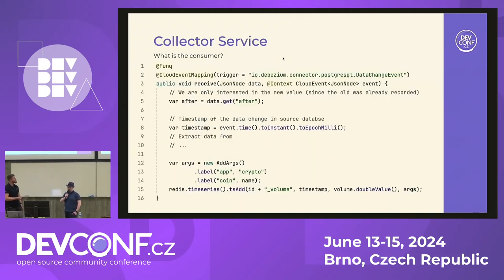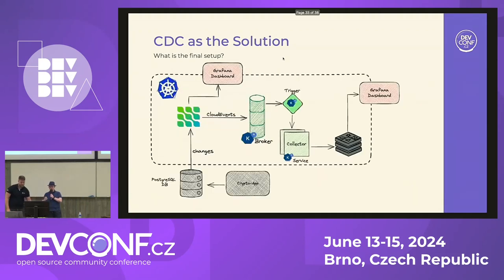Yeah, and in this part, one thing we also need is that Debezium is going to be used to capture the changes and deliver them into the Knative broker, and then we need to somehow react to these cloud events. If there is an event in the broker, we need to trigger a service. It's going to be a Knative service in our case, which is going to extract data from the event and store them as time series in Redis.